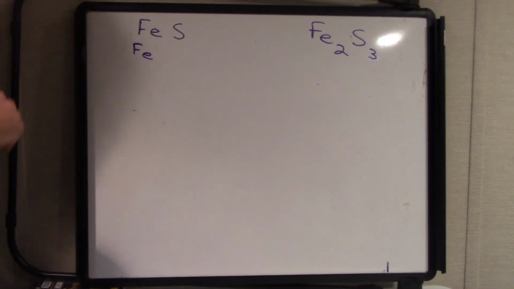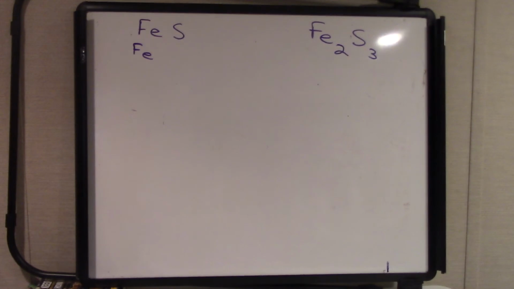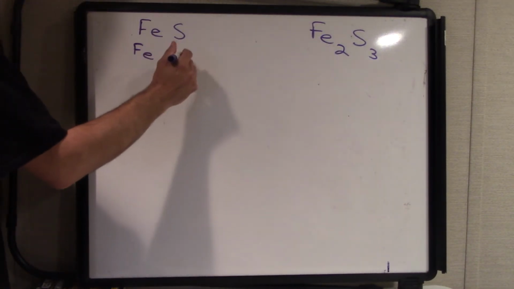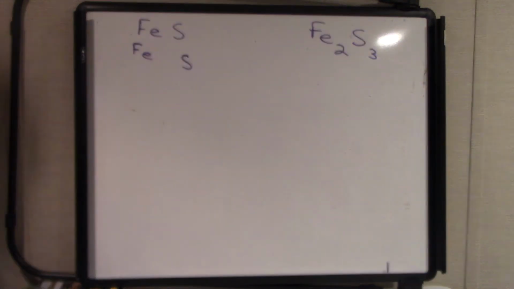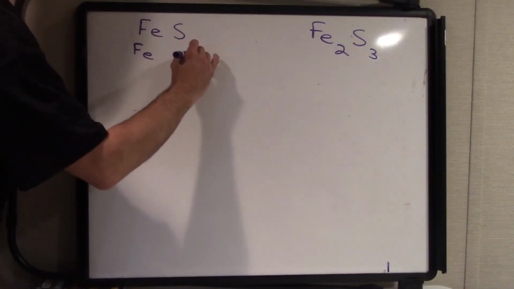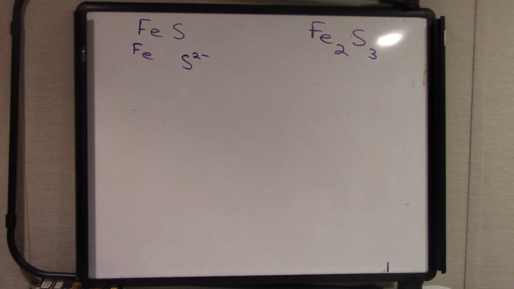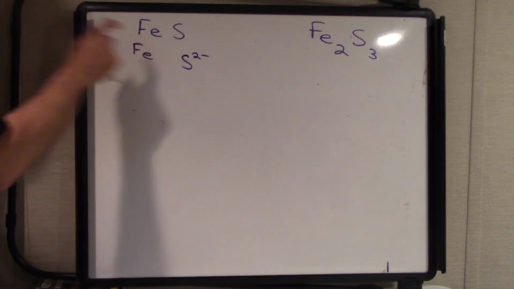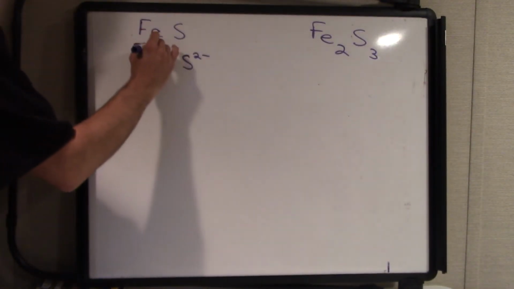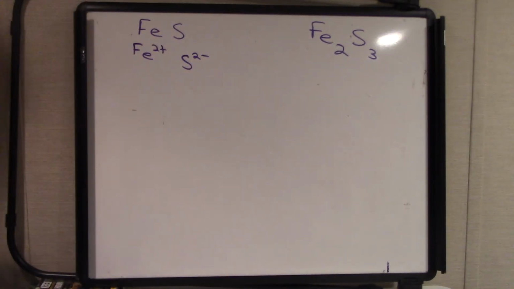What ions are actually present? Here I have an iron ion. I don't know the charge yet though. Can't figure that out just from looking at the periodic table. I do know what's happening with the sulfur though. Sulfur is in group 6A. So in an ionic compound, sulfur is going to form that -2 ion. So now using that idea of charge balance, I know the charge on this iron is going to be +2.